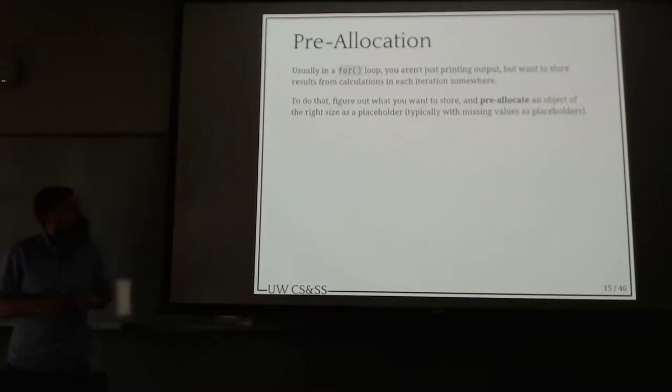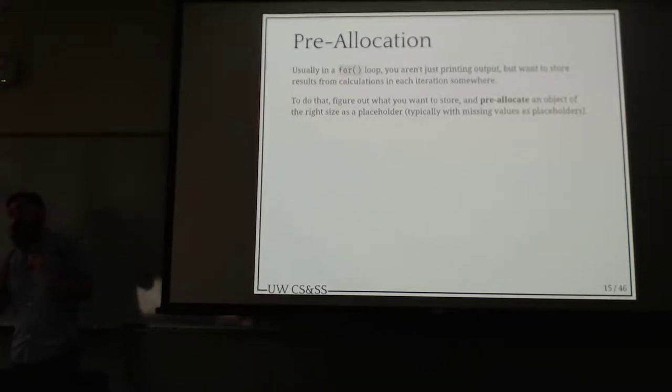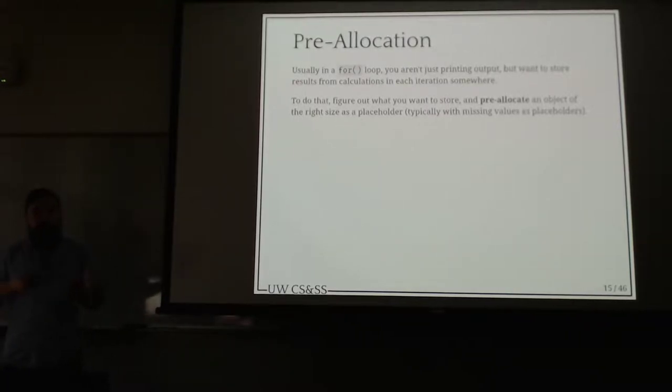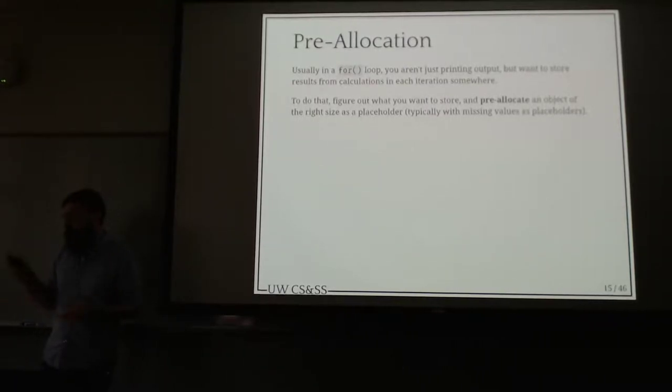So, for pre-allocating something, what you need to do first is figure out what it is that you're going to be creating with your loop, and then create some object that can fit all of those elements you're going to create in it. Normally you'd start with missing values as something that you'll write over.